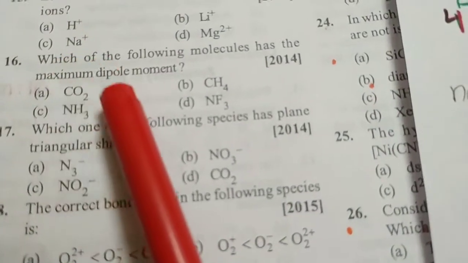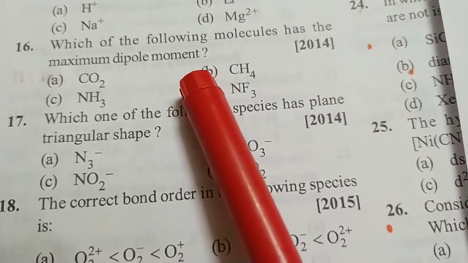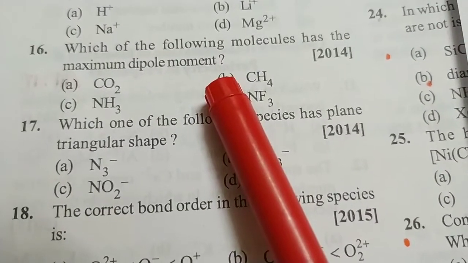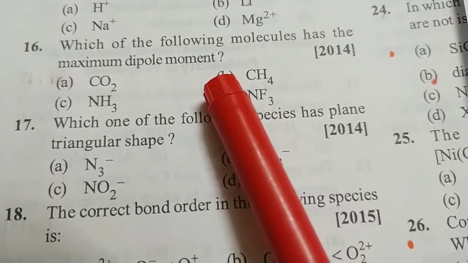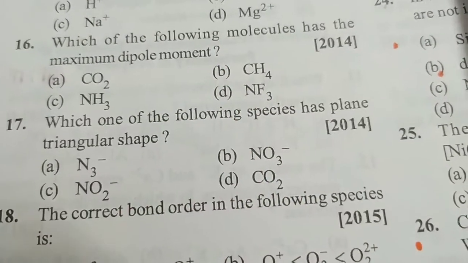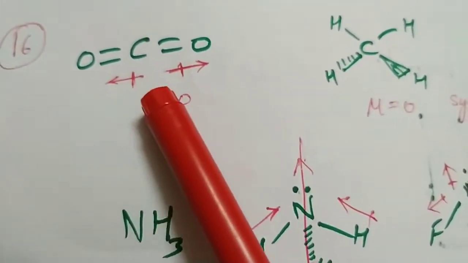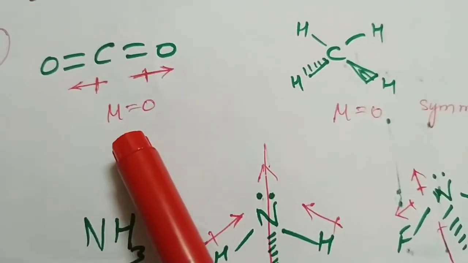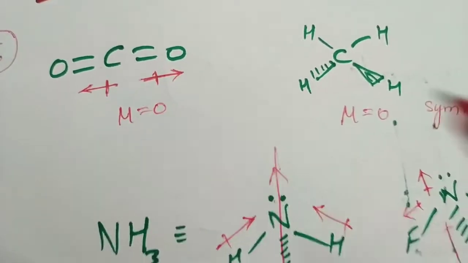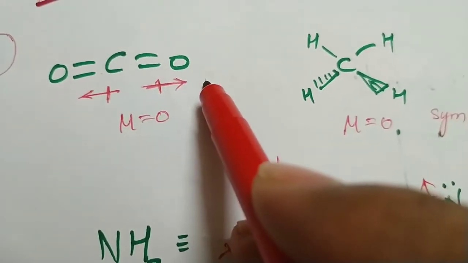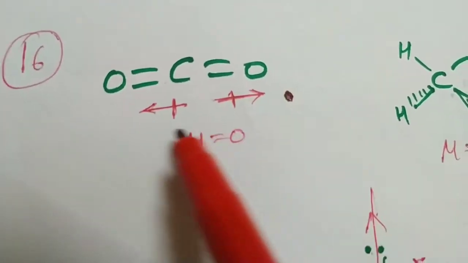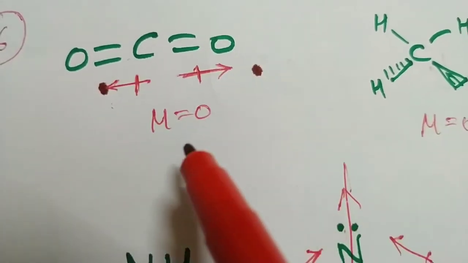Which of the following molecules has the maximum dipole moment? For this you have to know the basic concepts of hybridization and geometry. The options are carbon dioxide, methane, ammonia and NF3. Carbon dioxide has a linear structure, so mu equals 0. The electrons are pulled towards the more electronegative atom, and here each oxygen is pulling, so the resultant cancels out and mu equals 0.